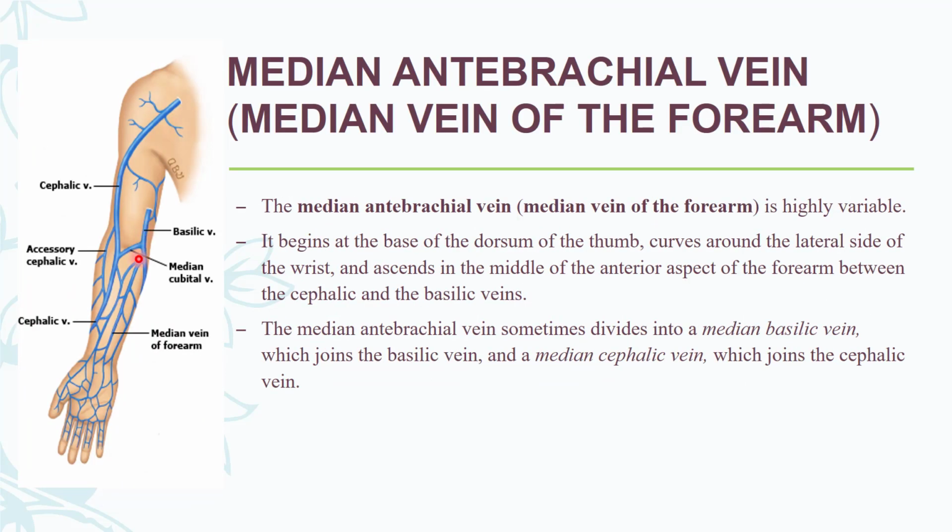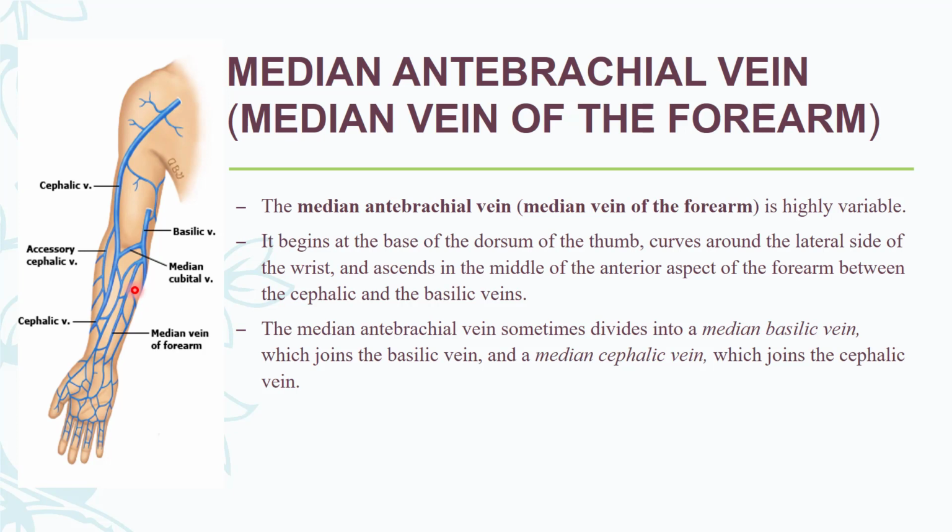Now there is another vein which is called the median antebrachial vein. Median because it is present in the middle part. See here, this is the middle part. That's why it is called median. Antebrachial means forearm. So this is the median vein of the forearm. This median antebrachial vein, which is also called the median vein of the forearm, is highly variable.